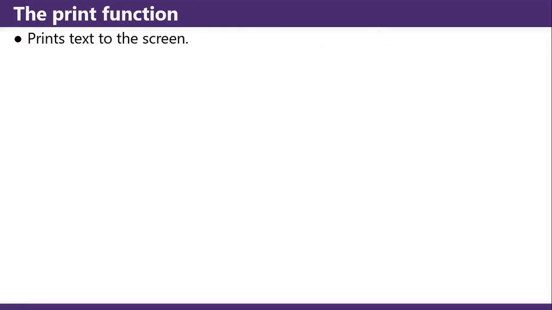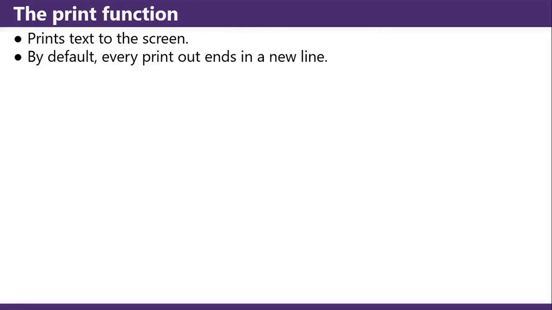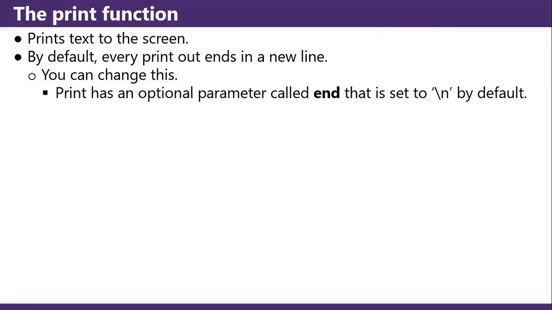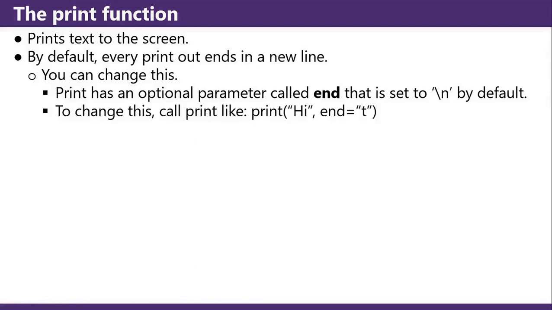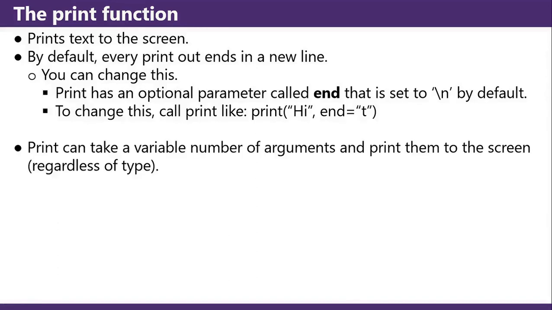The print function prints text to the screen. By default, every printout ends in a new line. You can change this. Print has an optional parameter called end that is set to \n by default. To change this, call print like print high, end equals t. Now high will end with t and not the new line.